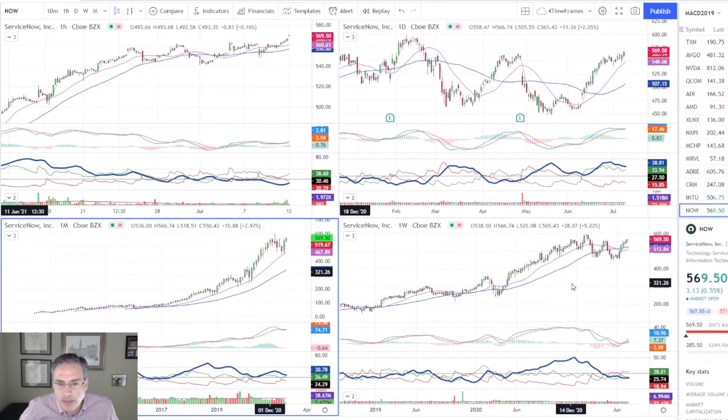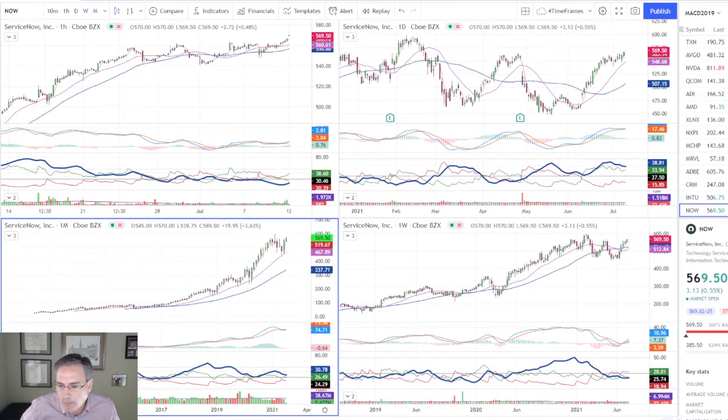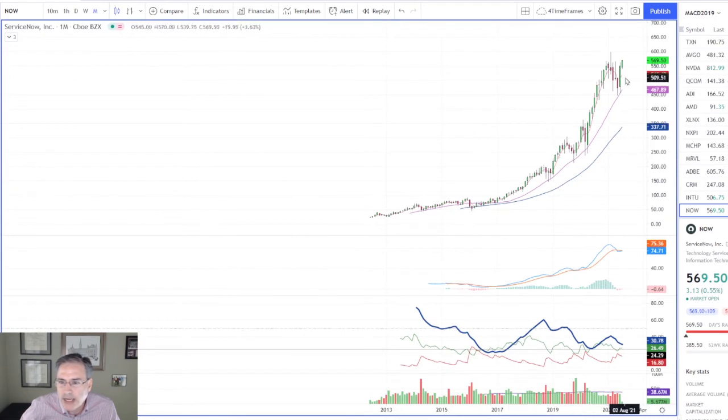So let's look at ServiceNow. ServiceNow clearly still has a monthly chart with a rising 18-month line. But, and I want to ask everyone here, just quiz yourself on this stuff: is this an early stage 2 or is it a late stage 2? I mean, it might not be late, but it's not early. Early stage 2 is way down in here.